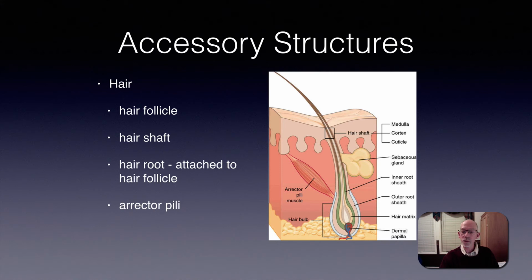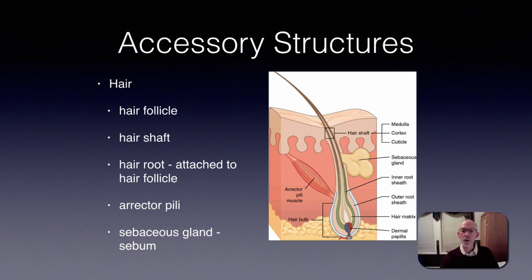Also attached to hairs is the erector pili muscle. This is a muscle that when it contracts, it makes your hair stand on end and gives you goosebumps. What it's doing is trying to constrict the area so as to keep the heat in.